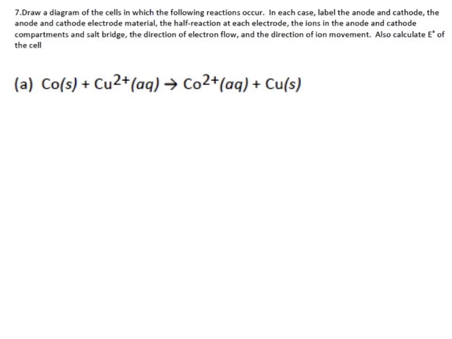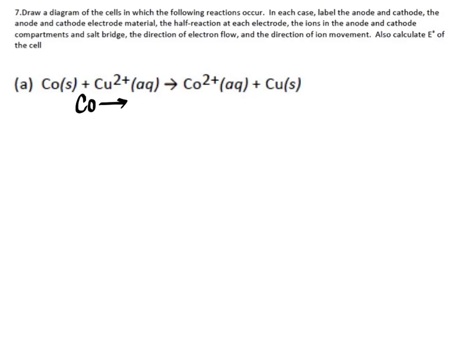So our very first step: we need to find the anode, cathode, the electrode material, half reaction at each electrode, ions in the cathode and anode compartments and salt bridge, direction of electron flow, direction of ion movement, and calculate E naught. So lots of things going on. So first of all, let's just calculate E naught.